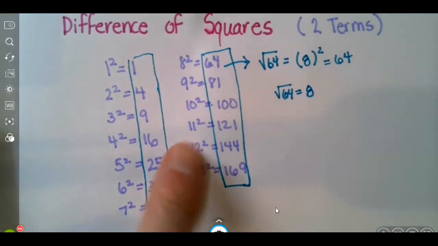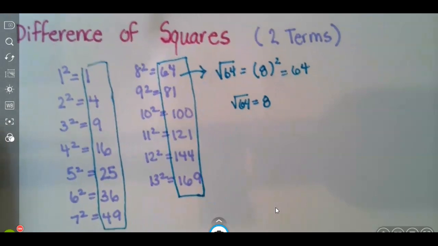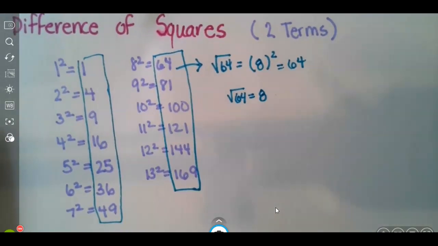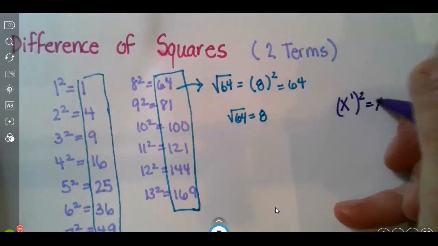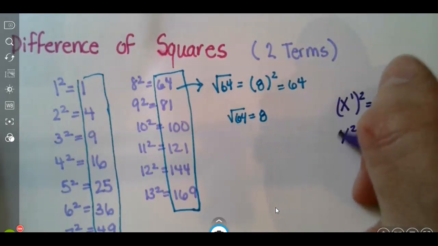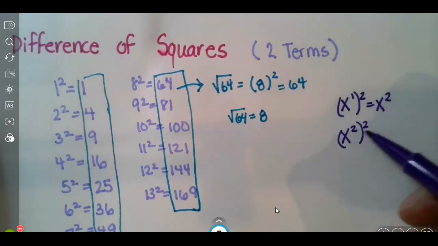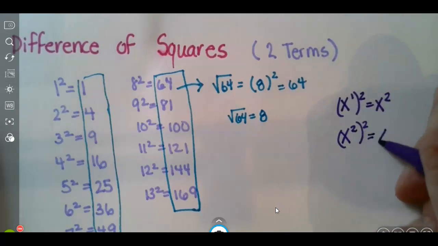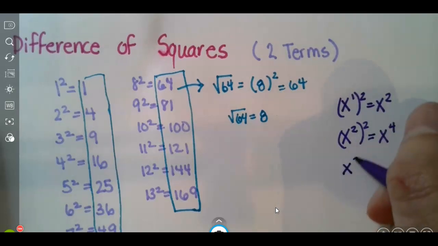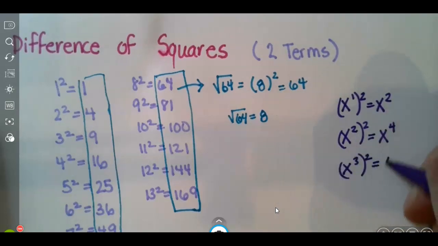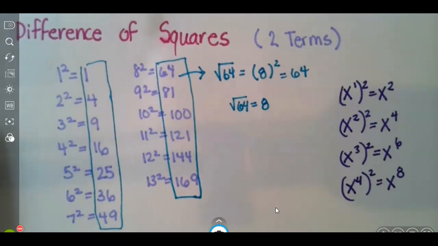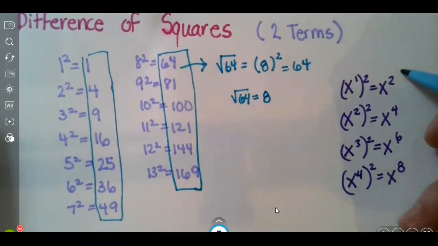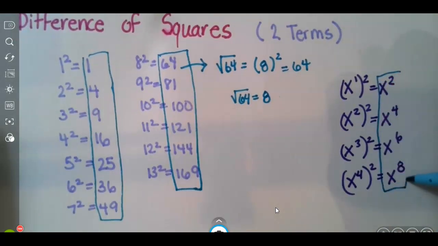Now, not only should we recognize some numbers, you do need to recognize some things in terms of variables. So if I take x to the first power and square it, lo and behold, I get x squared. If I take x to the second power and square it, power to a power, rules of exponents say I multiply those exponents. X cubed squared gets me x to the 6th. X to the 4th squared gives me x to the 8th. And all of these terms are also perfect squares.